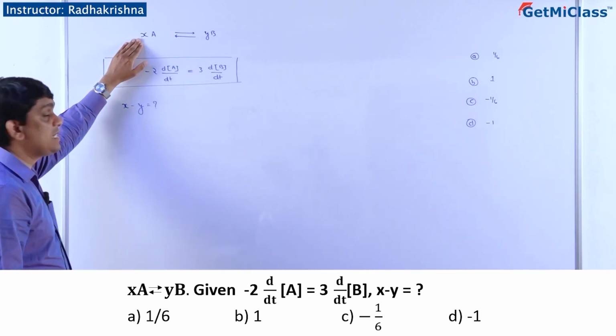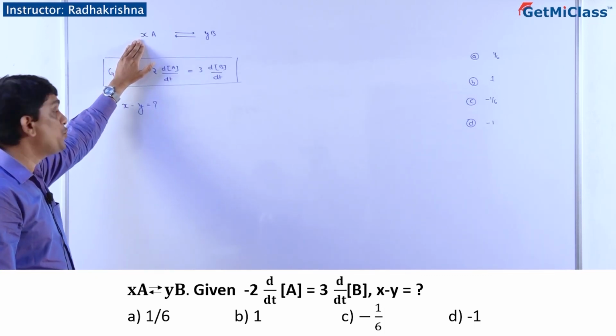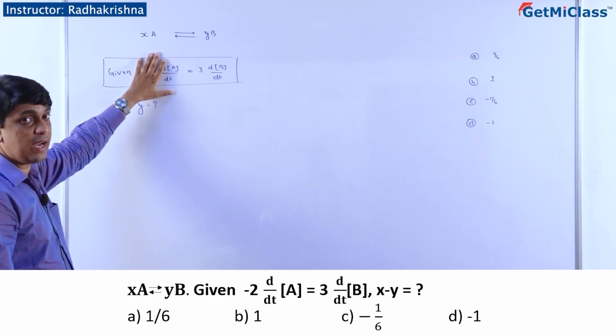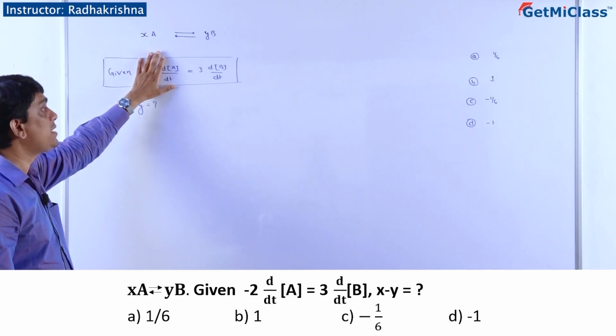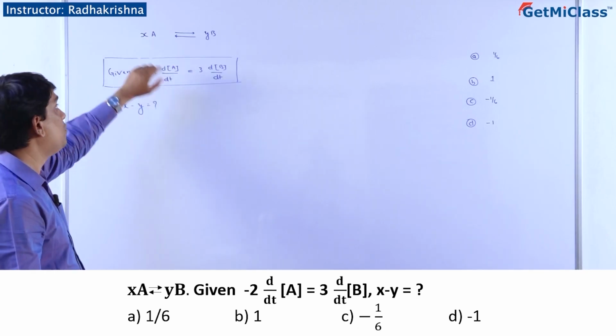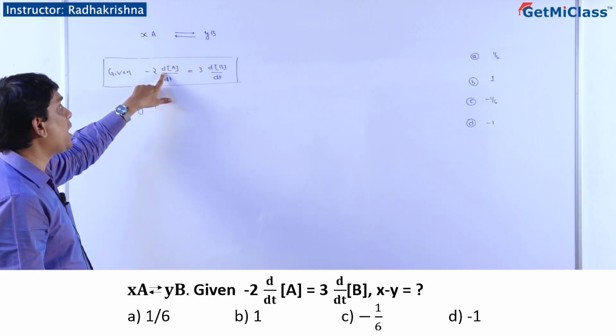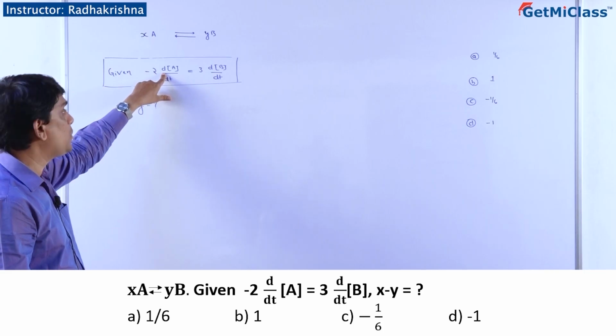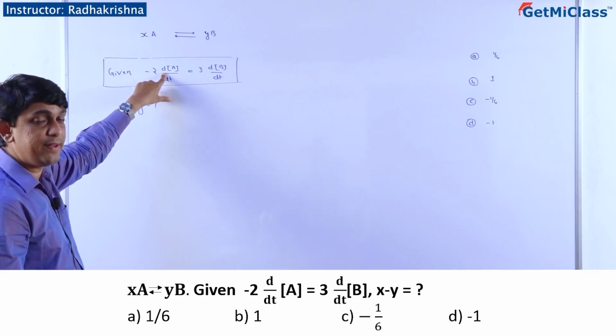Students, look at this. They are saying XA gives you YB. This is what is given. Remember that something which is given, you can't alter it, okay? You have to keep it as it is until you get the final solution. Now, for this, I should write the differential rate equation. That is what I will realize when I see this particular data given to me.